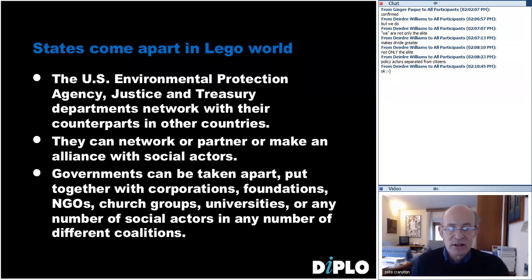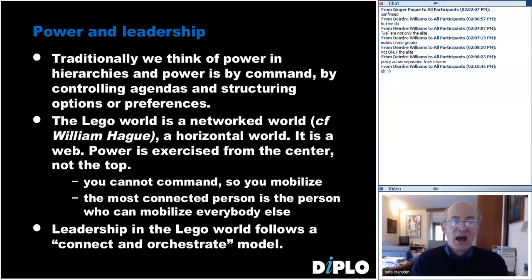So in the Lego world, governments get taken apart and coalitions come together between different actors in what used to be called the nation state. So boundaries are getting more porous because the coalitions between church groups, between academic groups, between social actors across what are still national boundaries are very different in the Lego world. And one of the key things for diplomats and for the context of social media is power and leadership. So in the billiard ball world, it's traditional hierarchical power from the top, controlling agendas, structuring options and preferences.